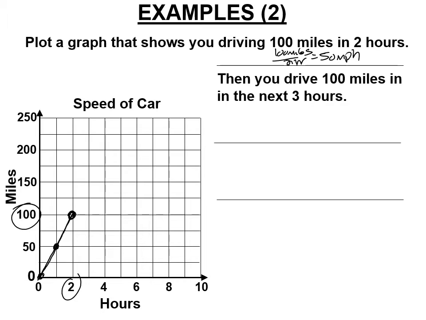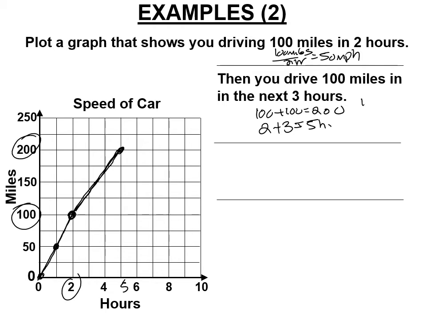Then you drive another 100 miles in the next 3 hours. So if you go 100 and you go another 100, you should be at 200. So we're going to get to 200 in the next 3 hours. Well, we had 2 hours, so now 3 hours, we should be at 5 hours. So at 5 hours, we should be at 200. And again, it doesn't say speeding up or slowing down, so let's just make a straight line.